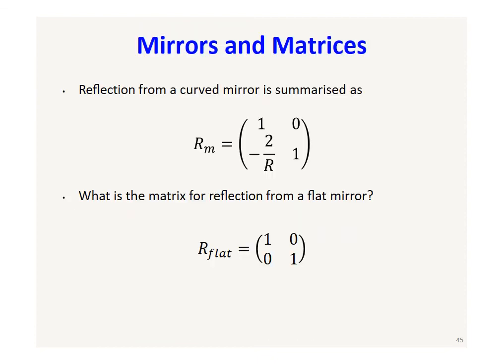We can also look at reflection from a curved mirror using the matrix analysis method, and you can see that we have here, this is the important one, the focal length term for the reflection process. If the mirror is flat, well, then the radius of curvature goes to infinity, doesn't it? And in that case, our term down here, our C term, goes to 0.